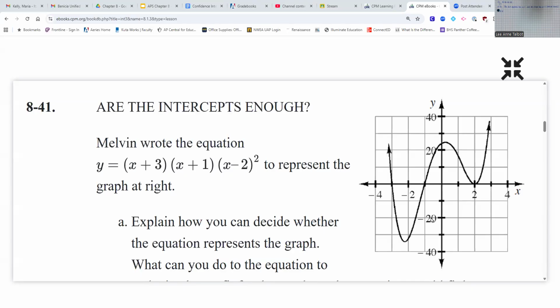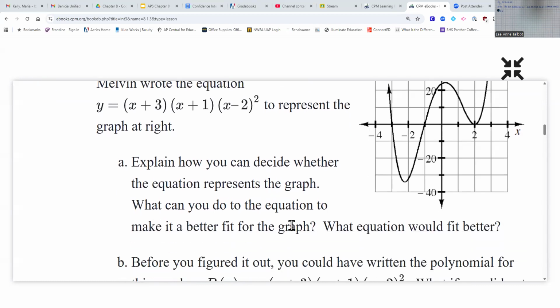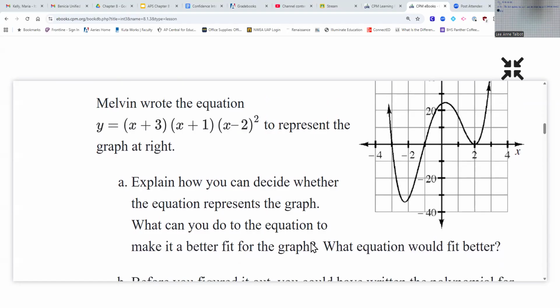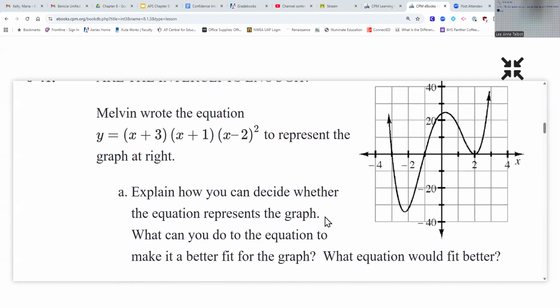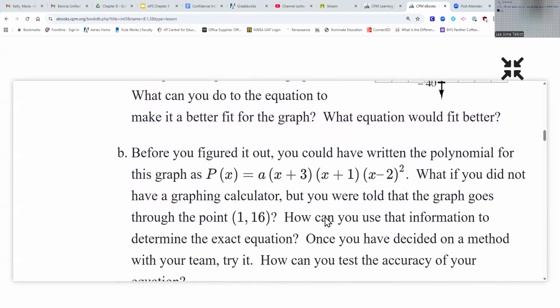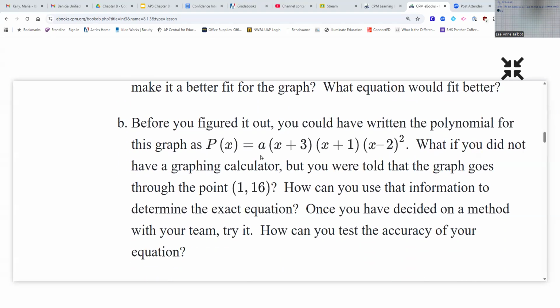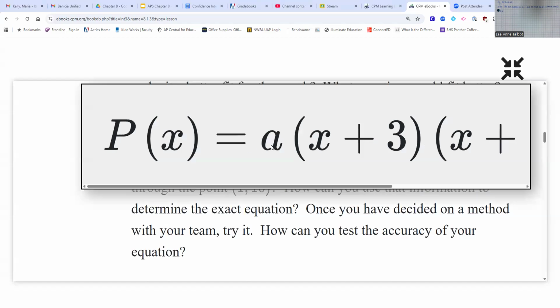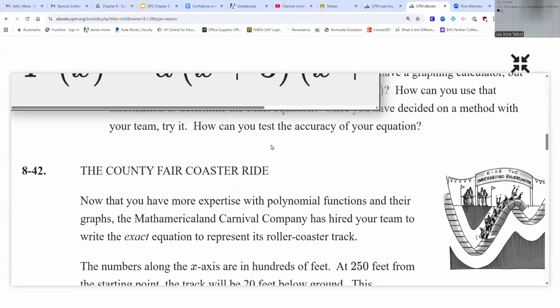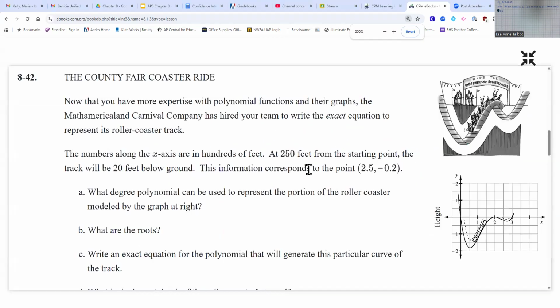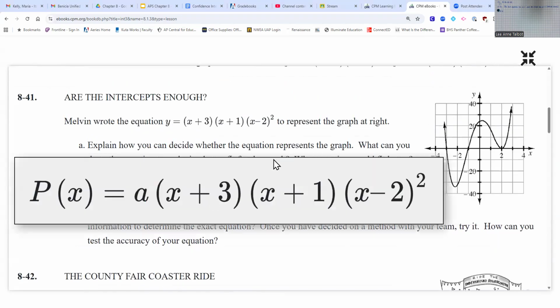So that's what Melvin is saying. He's saying, I see a pass through at -3, I see a pass through at -1, and I see a bounce at +2. Explain how you can decide whether this equation represents the graph. What can you do to the equation to make it a better fit for the graph? What equation would fit better? Okay, we're just going to skip all of that and go straight to what they're actually getting at. Can you guys write this, except I'm going to make it so that you can actually see it. Can you guys write this right next to where it says 8-41 on your paper?